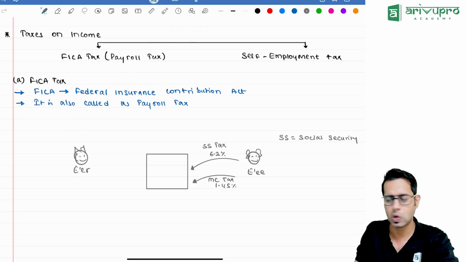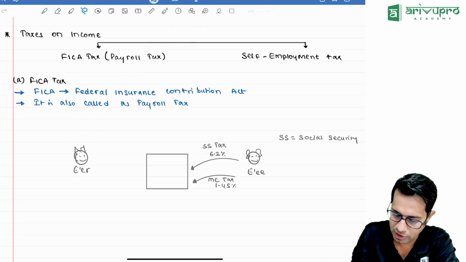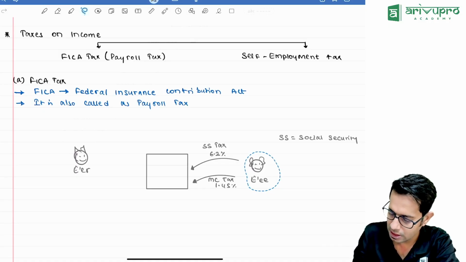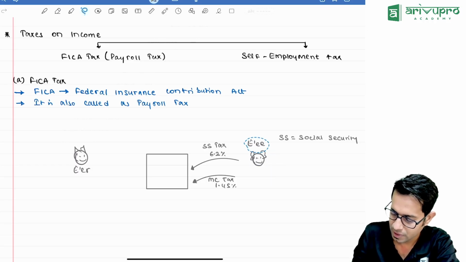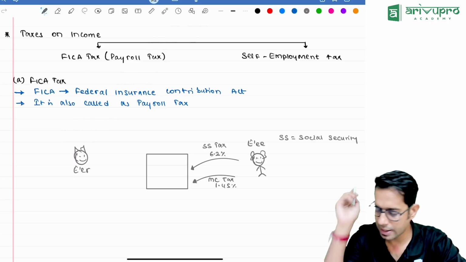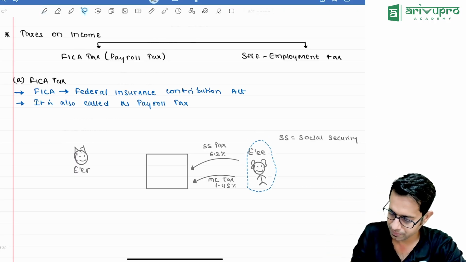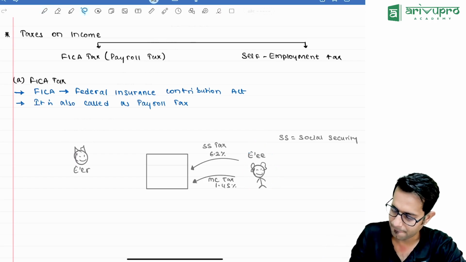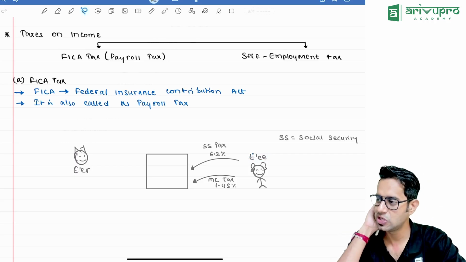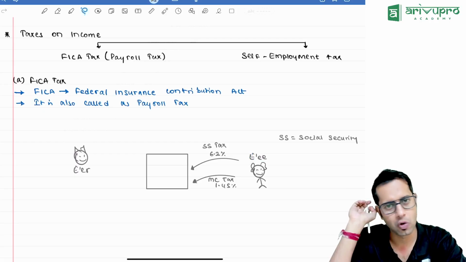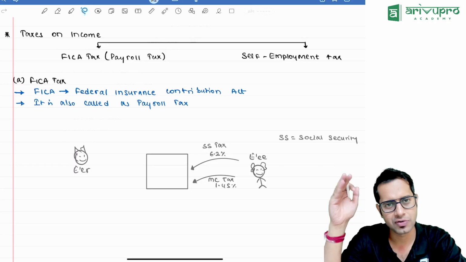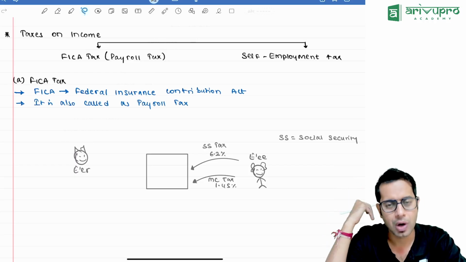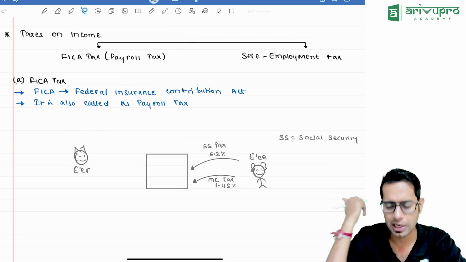As you are an employee, you are going to receive some salary. So whatever salary you have received, of that salary, how much do you have to pay, sir? Of that salary, you have to pay 6.2%, sorry. And you will have to pay Medicare tax of how much, sir? You will have to pay Medicare tax of 1.45%. So Medicare tax, I'm going to use it for your future benefit, for Medicare purpose, if you get admitted to hospital in future.